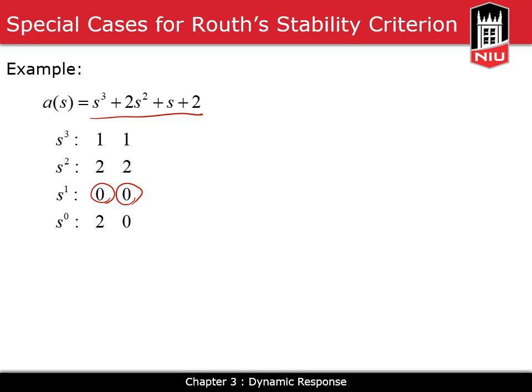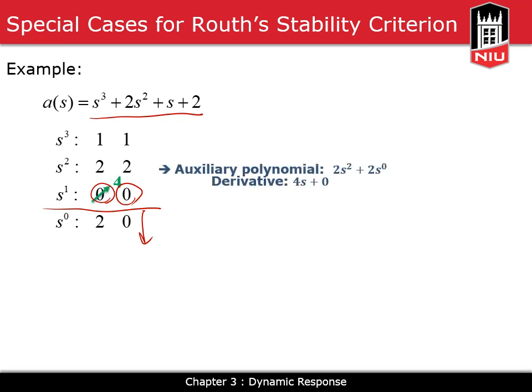We cannot really complete the rest of the table now because we have a 0 in the first term in that row. We're not going to replace it with an epsilon because this is a different special case. We have a complete row of zeros. We will get the auxiliary polynomial.